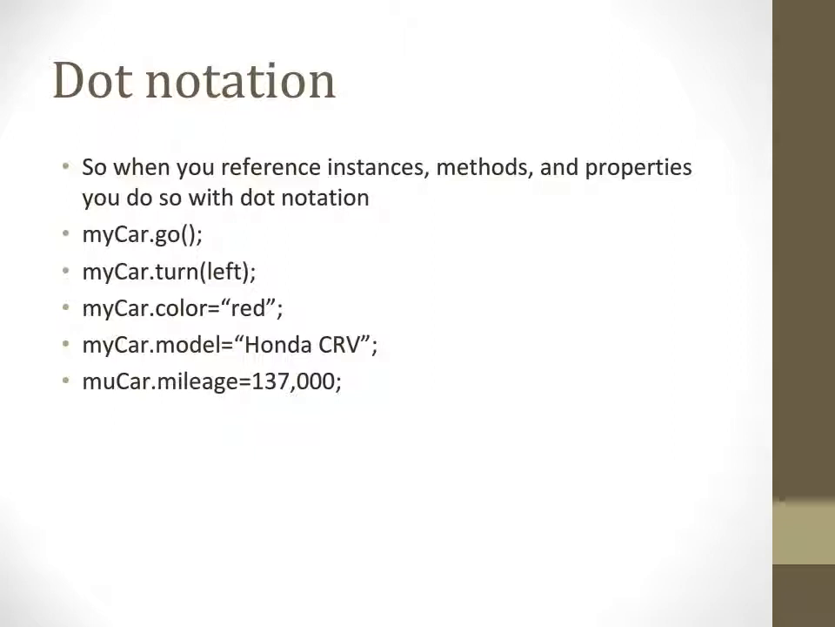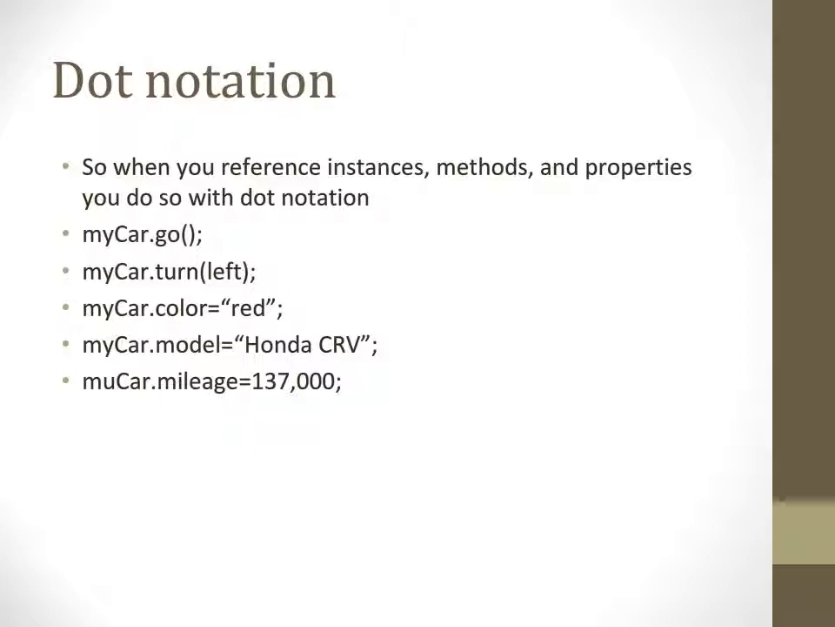My car dot turn, another method, but the car might need more information. Is it going to turn left or is it going to turn right? If we put something inside the parentheses, then those are going to be called parameters. And so my car dot turn is the method, the instance and the method, and left is a parameter or additional information that it needs for it to complete the action.